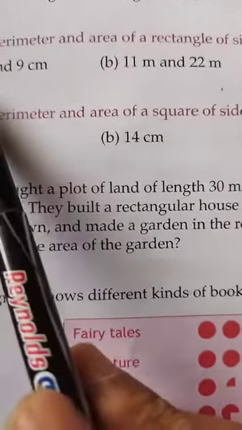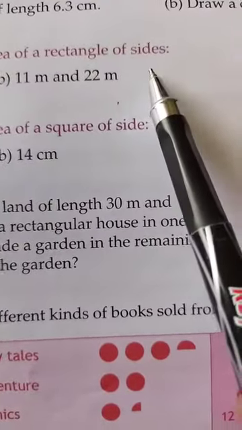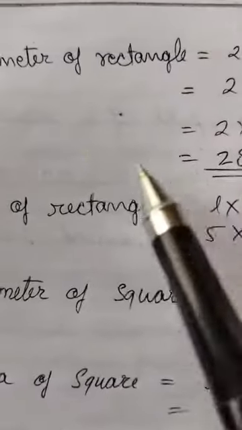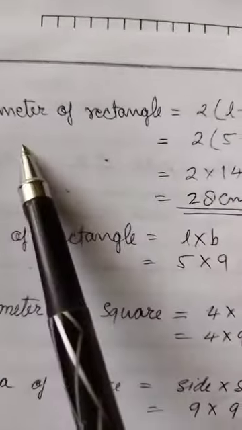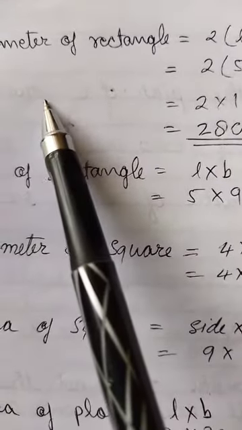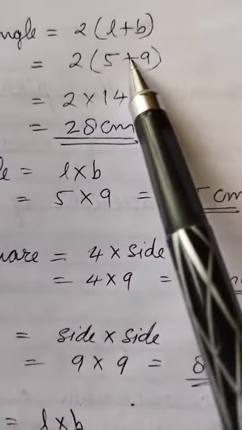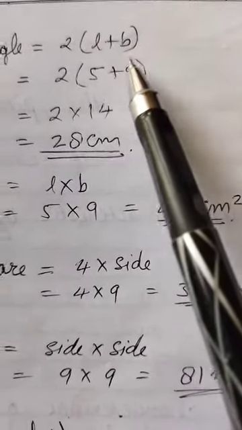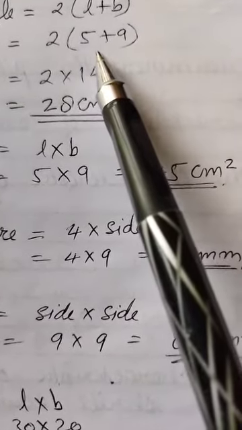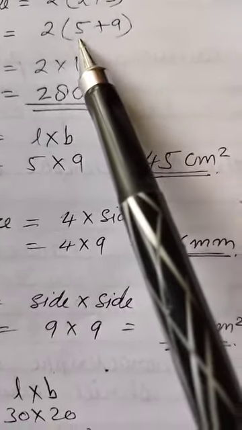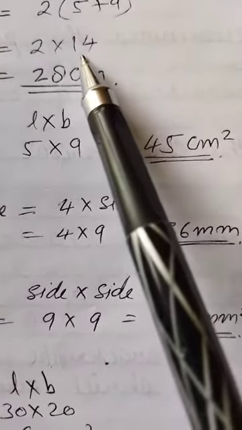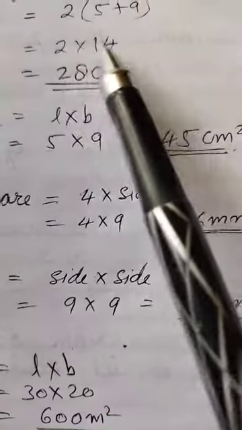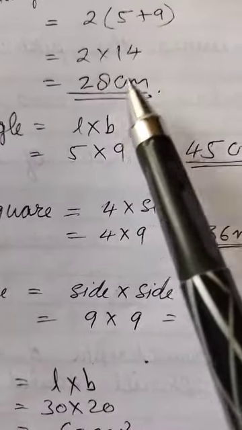Now third question, find the perimeter and area of a rectangle of sides A part 5 centimeter and 9 centimeter. For this you have to learn the formula. You have to find the perimeter of rectangle. So perimeter of rectangle, the formula is 2 into L plus B. This you have to learn. Then length is 5 and breadth is 9. So we will put the values in this formula. After adding 9 and 5 we will get 14. Then into 2. We will multiply 14 into 2, it is 28. This will be your answer.